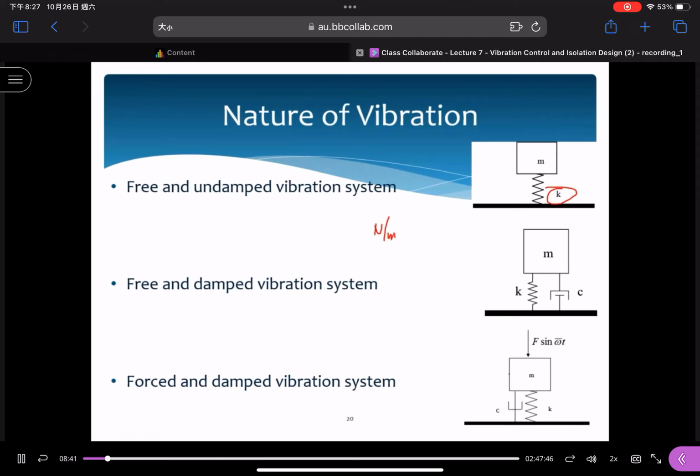Because in the first system, based on these two parameters, we are able to find the natural frequency of the system. In the second part, although we introduce one more term, we still use M and K to find the natural frequency of the system.